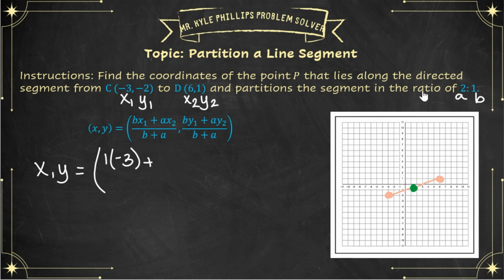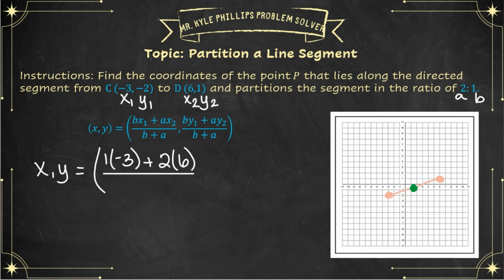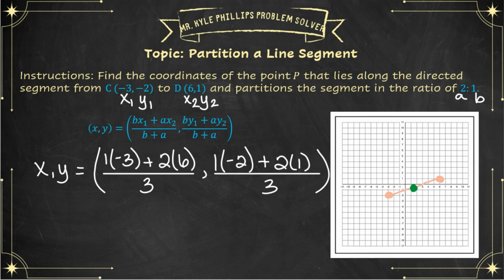So this is going to be 2 times 6. This will be over b plus a, which is going to give us 3. And now we'll do the same thing. B times y1. So b is 1. y1 is -2. A times y2. So that's going to be 2 times 1. This will be all over 3 as well.